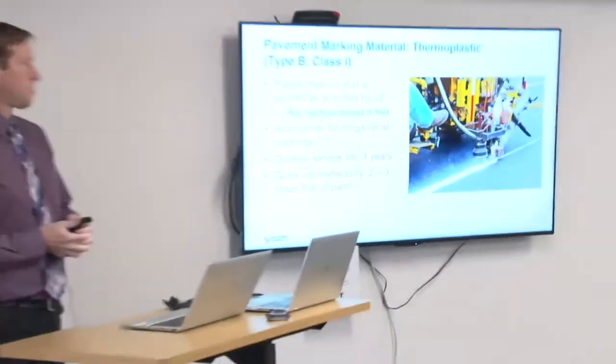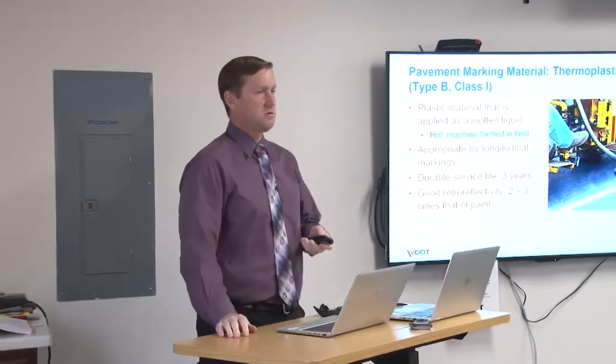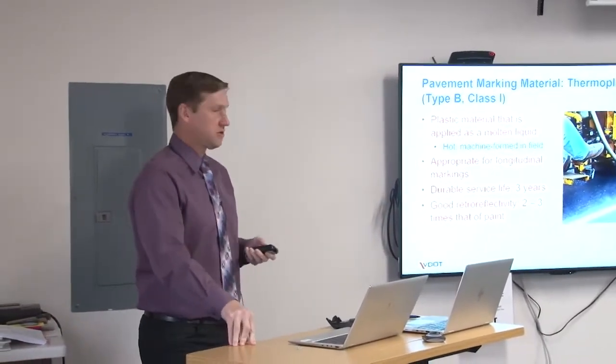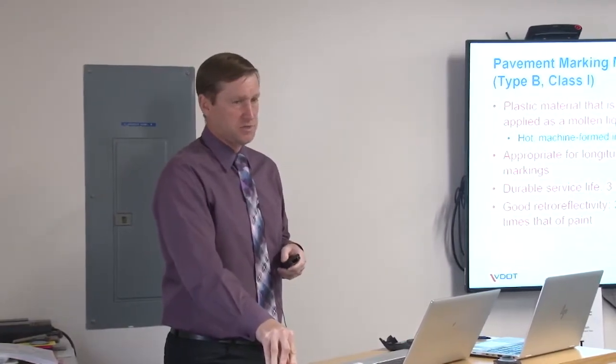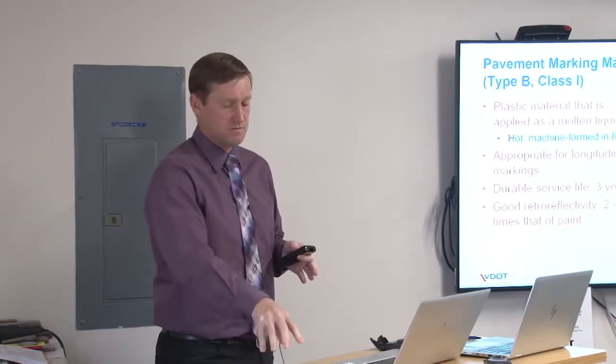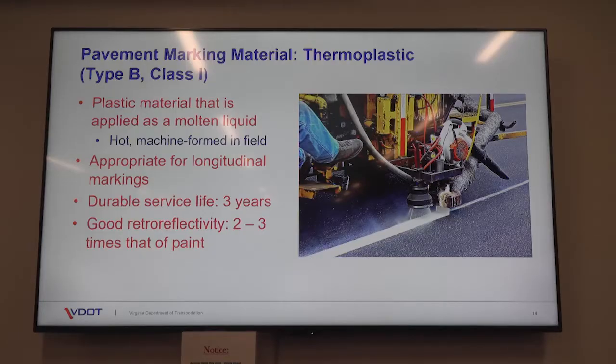Great. So moving on, thermo, the start of our more durable markings. There's two types, type 1 and type 2. Type 1 is only used on longitudinal lines. Type 2 we use on our arrows and our messages, and our transverse lines, so our crosswalks and our stop bars, right? Type B1 markings have much longer durability, as I mentioned, whereas paint is 1 to 2 years or maybe as short as 6 months on high volume roads. Our thermos are lasting upwards of 3 years.